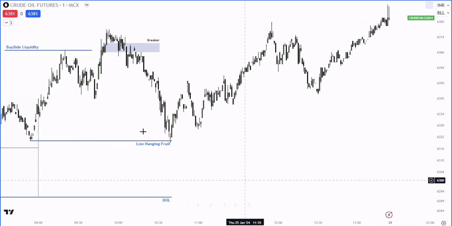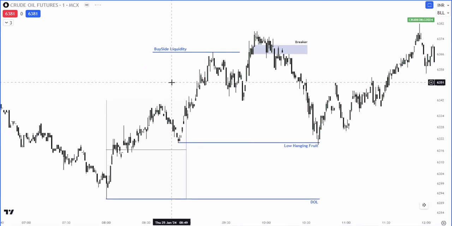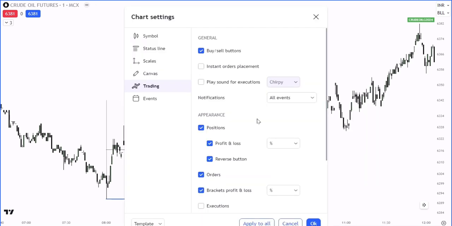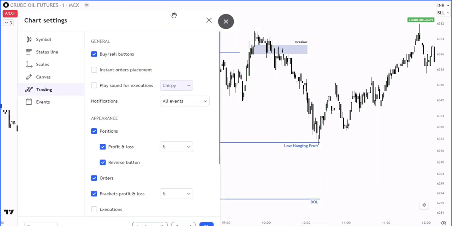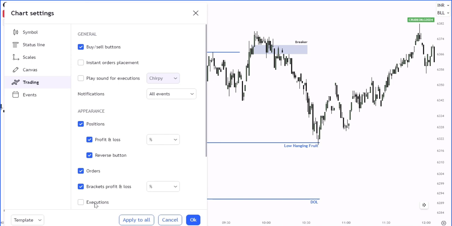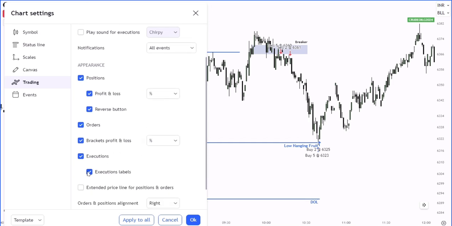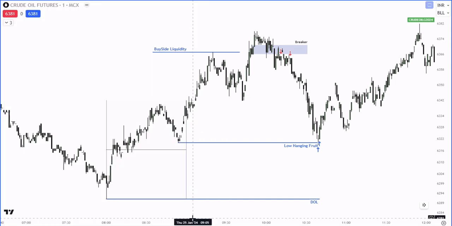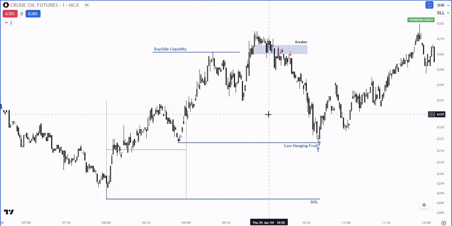Right, pretty decent. Let's do this. As you can see, it was pretty much a minor low-hanging fruit trade. Let me hide this, do it like that, so we can just focus on that.